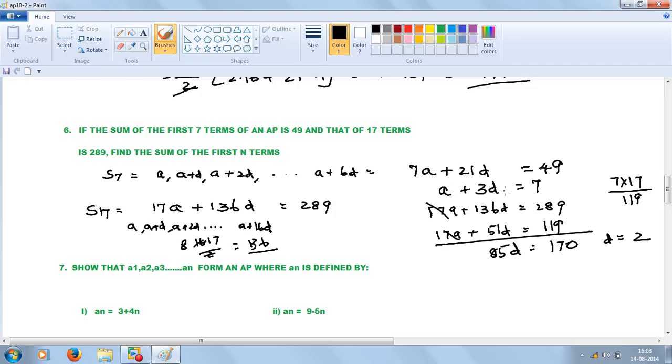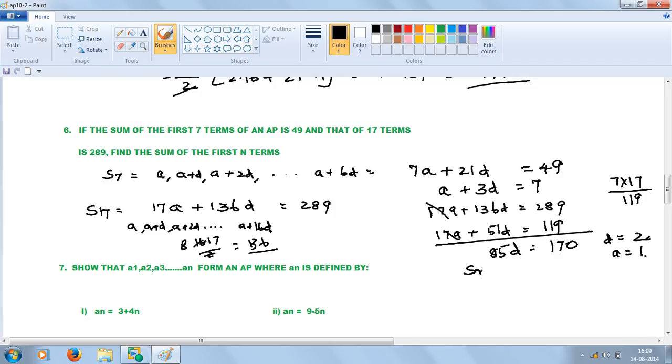So A plus 3D is equal to 7. 3D is equal to 6. So A plus 6 is equal to 7, A is equal to 1. Now we have the first term and common difference. Now find the sum of the first n terms. That you have to find out now. So the sum is not ended with this, you've got one more portion, so I will take some more space here.